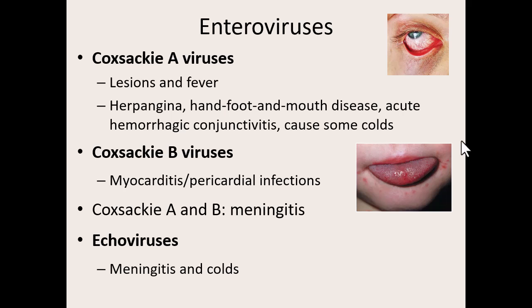Coxsackie B viruses can still cause similar symptoms to Coxsackie A. You can still have some of the lesions on the skin. You can still have fevers. But Coxsackie B viruses can also cause more severe effects because they can get in and cause myocarditis or pericardial infections. So it's not super uncommon.